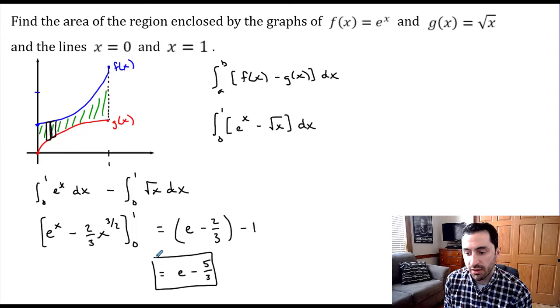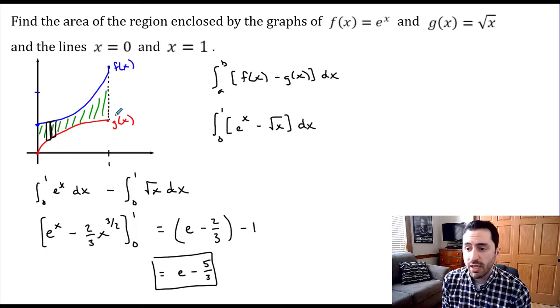to e minus 5/3. And just to think about an approximation for this, e is about 2.7, 5/3, that's about 1.6. So we're looking at an area somewhere around 1.1 square units.